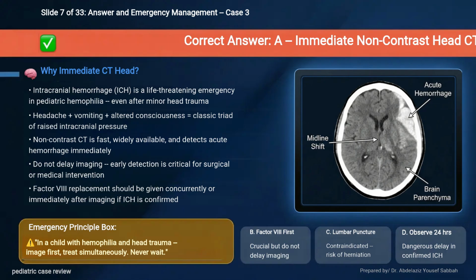Factor VIII replacement should be given concurrently or immediately after imaging if intracranial hemorrhage is confirmed. Lumbar puncture is contraindicated due to the risk of herniation if intracranial pressure is raised. Observation alone would represent a dangerous delay in a confirmed or suspected intracranial hemorrhage. The emergency principle is, in a child with hemophilia and head trauma, image first and treat simultaneously.